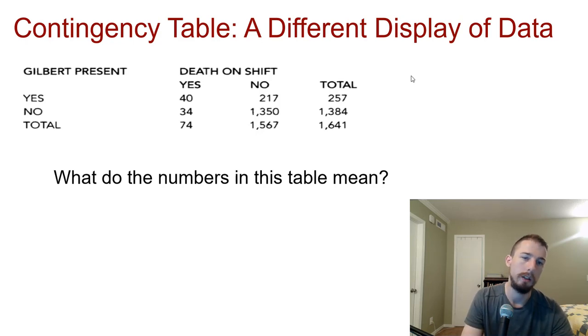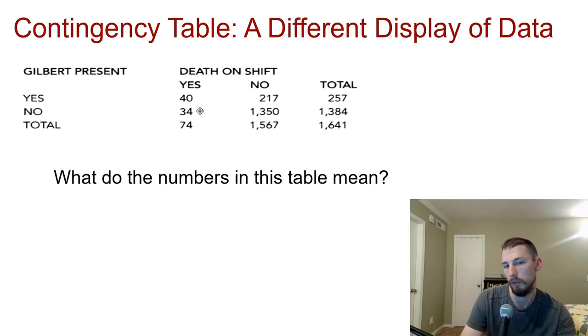So contingency tables are for when we have two variables going on. Was there a death on the shift? Yes or no? Was Gilbert present? Yes or no? And then we have the margins, which are the totals for all the deaths, and all when she was present and not present. And then in the middle here, this is where it gets really interesting. These are the contingent values. There were 74 deaths altogether, but split up based on whether or not Gilbert was present. When she was present, there were 40 deaths. When she was not present, there were only 34 deaths.